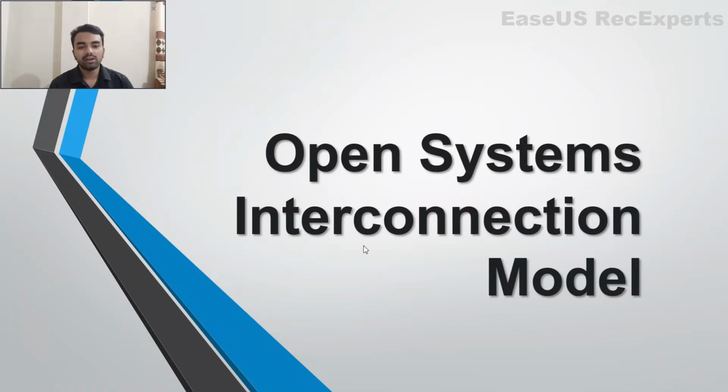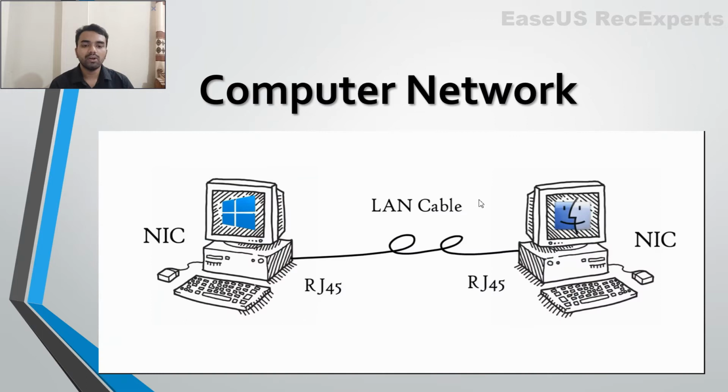Today our topic is about the Open System Interconnection Model, or OSI model. Why do we need the Open System Interconnection Model? Here we show two computers, one running Windows and another a Mac. Their architectures are different, so how do they interconnect or communicate with each other? To solve this problem, a model called the OSI model was introduced.